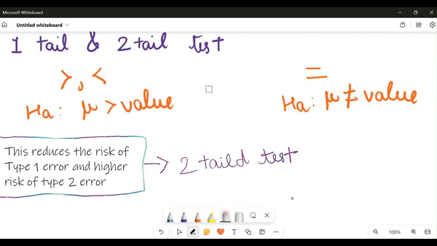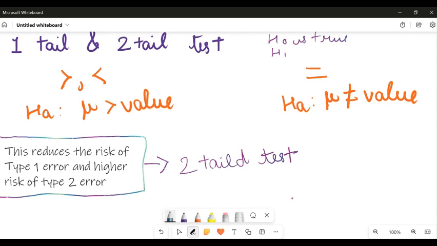Testing of hypothesis is nothing but doing an experiment in which, if we have enough evidence to accept the null hypothesis, then we say that H naught is true. But if we do not have enough evidence to accept the null hypothesis, then we follow the alternate hypothesis, which is H1. So we have gone through the null and alternate hypothesis.